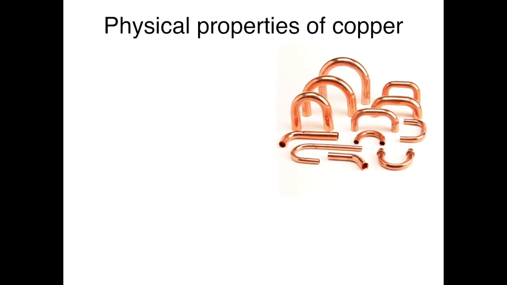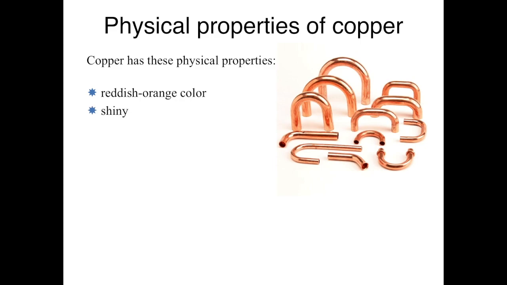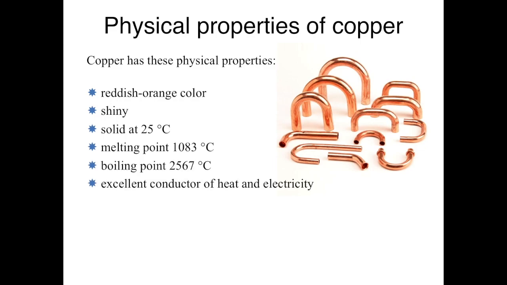So for example, if you have copper pipes, what are some physical properties you can say about it? You can say that it is a reddish orange color, it is shiny, and at 25 degrees it is a solid. You can also say that it has a melting point, and it has a boiling point, and it's an excellent conductor of heat and electricity. When you make an observation that its melting point is 1083 degrees, it does not change its identity. It could be a solid and then become a liquid, but it's still copper.